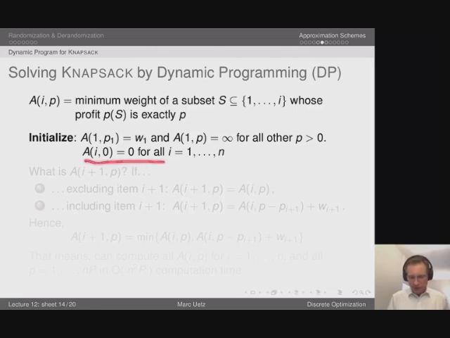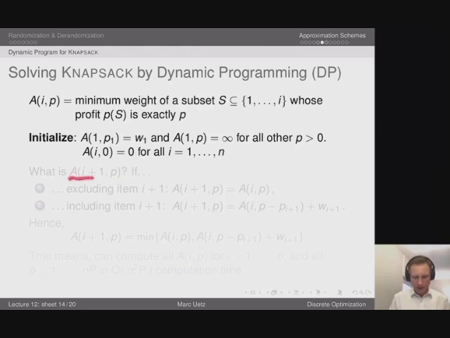And I can also fill the topmost row of the whole matrix, because the topmost row corresponds to profit values equal to 0. So that just means I take no item at all. And the minimum weight to achieve profit 0 is also weight 0. So the topmost row of the whole matrix will be just filled with zeros. Suppose now that we have already computed all the columns 1 up to I in this matrix. So how do I get entries in the next column?